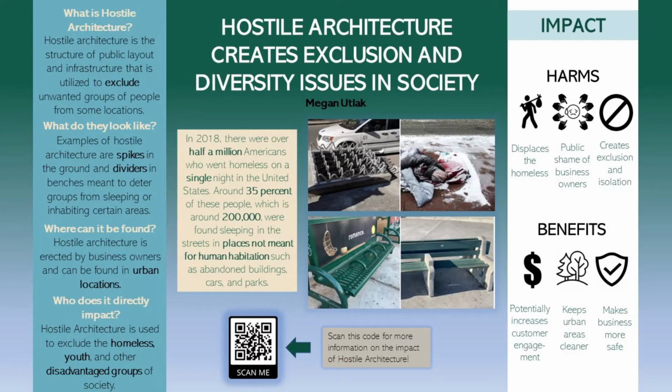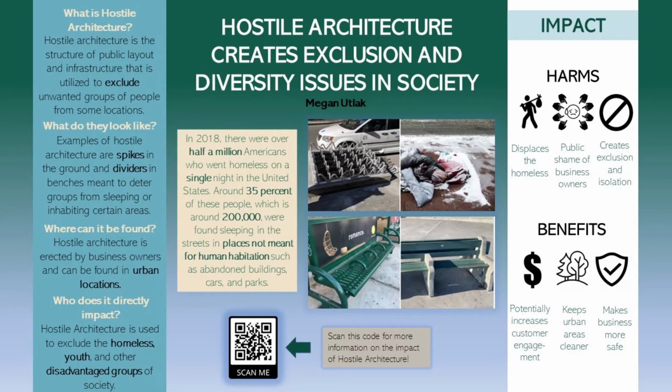In 2018, it was found that over 500,000 Americans went homeless on a single night in the United States, and around 35% of these people, or 200,000, were found sleeping in places not meant for human habitation, such as abandoned buildings, cars, and parks. Hostile architecture is playing a major role in displacing these homeless individuals into places that are even less safe and unsanitary. This is the most significant harm that hostile architecture poses.